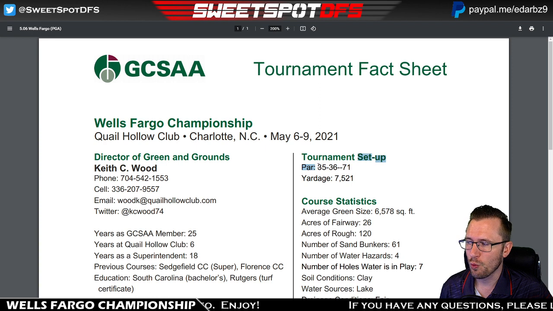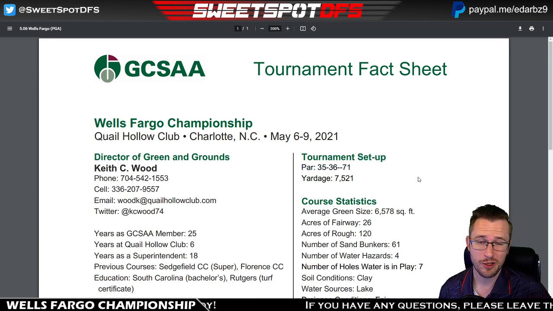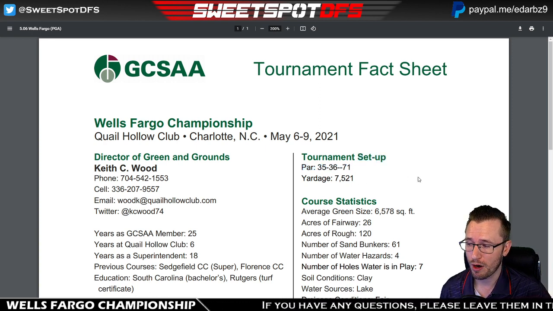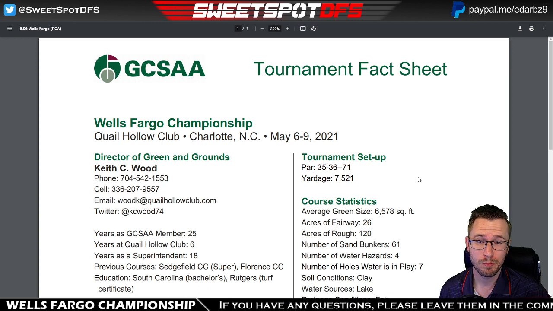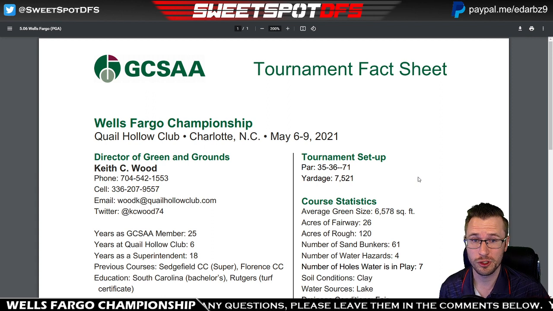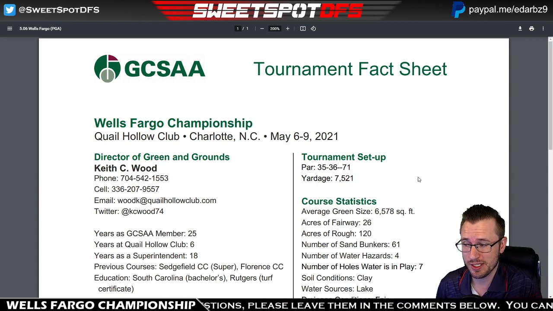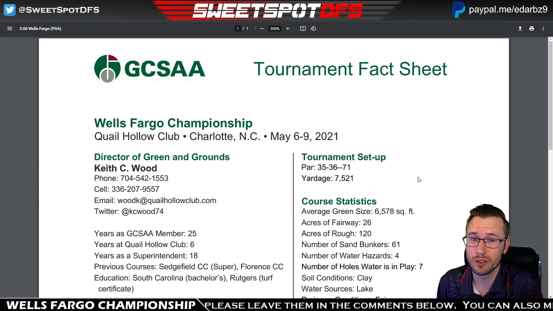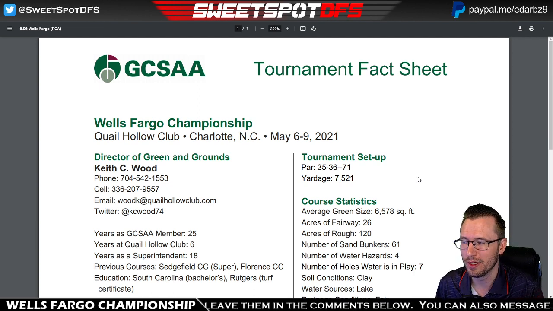It's a par 71 at Quail Hollow, and it's 7,500 yards. That's a beefy par 71. On average, par 71s on the PGA Tour are around 7,300 yards, so this is a full 200 yards added to that. I mean, this is a pretty decent par 72 golf course if it were ever to be one.